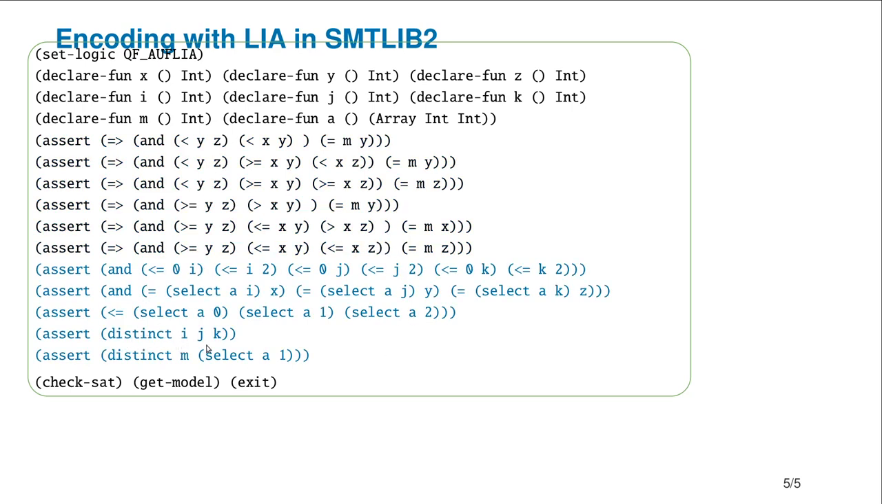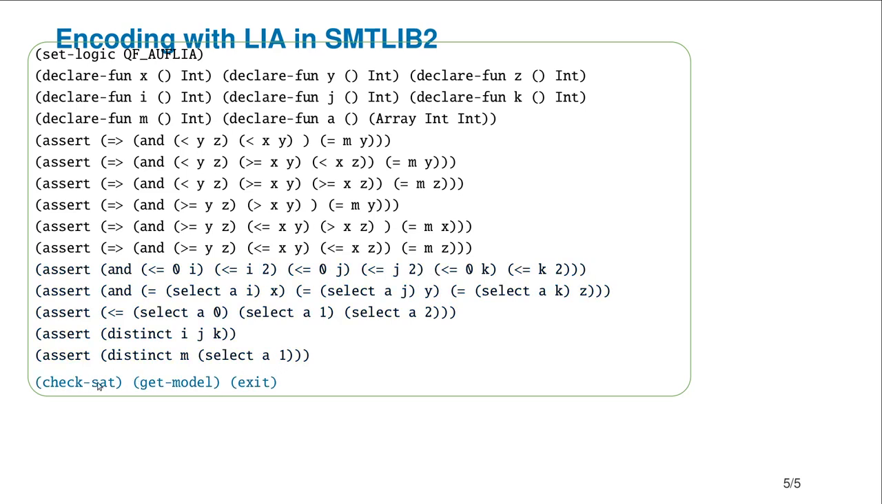Furthermore, we have to assert here this smaller equal operator. Like many operators, it's not a binary operator, but we can use it with an arbitrary number of arguments. Okay, then we say i, j, and k are distinct, have distinct values, and then we say that m is different from the value a has at position 1.